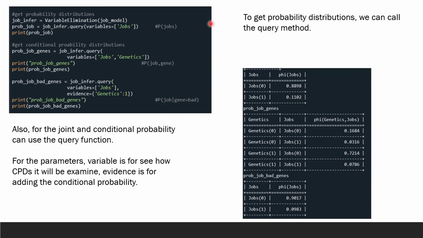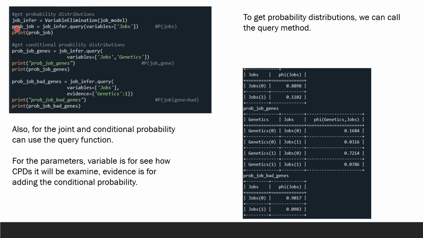Okay, for the next one, to get probability distribution, we will call the query method. For the first example, we get probability distribution. But before we get the probability distribution, we have to define the inference. So we just write here job underscore inference is equal to, you have to call the function variable elimination of the Bayesian model that we assigned before. So we call variable elimination of the job model. And here we will use the query function to find the probability of job.